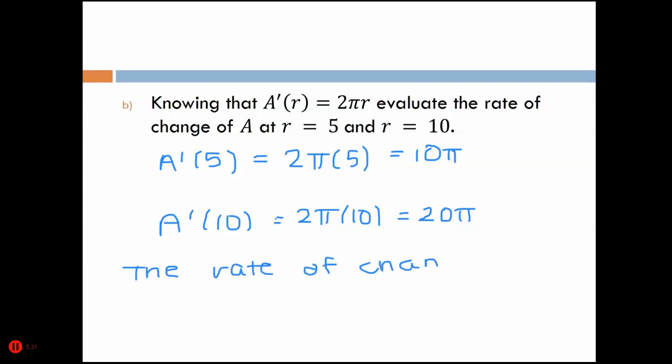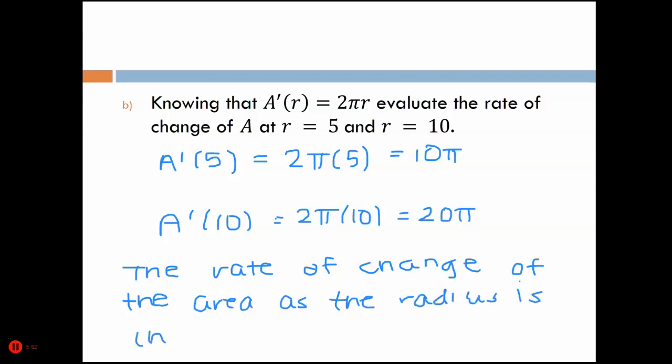So the derivative is a rate of change. So what does this represent? It represents the rate of change of the area as the radius is increasing.